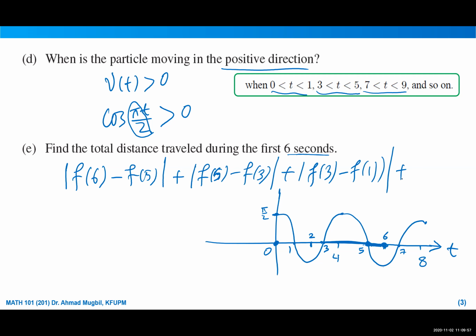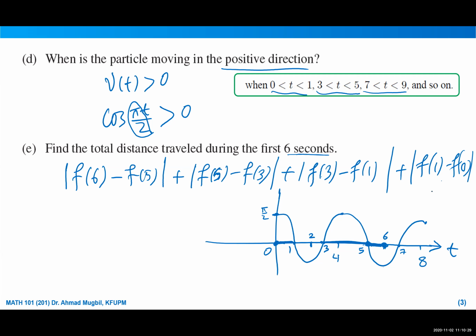Plus the last one, from here to here: the value of the function at 1 minus the value of the function at 0. You can start from here, guys, then this, then this, then this, but I prefer to do it from the end of the interval to avoid any mistakes. So look here, what is here minus here, it will be plus, so you can do it this way to order them. And this, Doctor, is the total distance traveled. But f of 5 will be equal to 0 and f of 3 will be equal to 0.